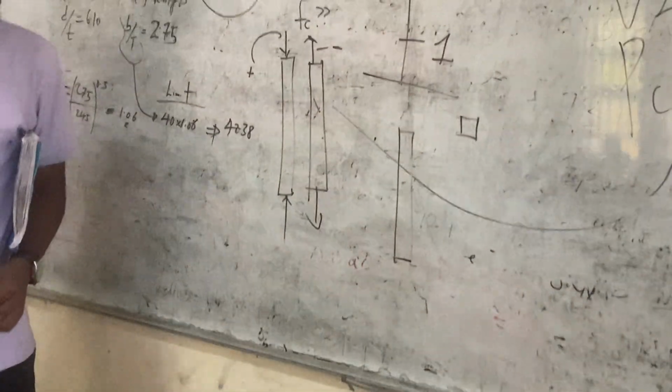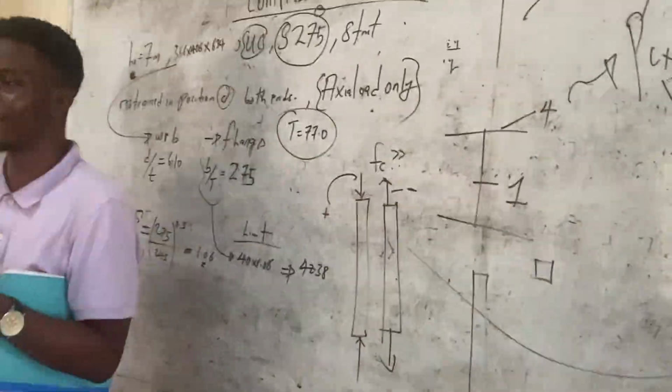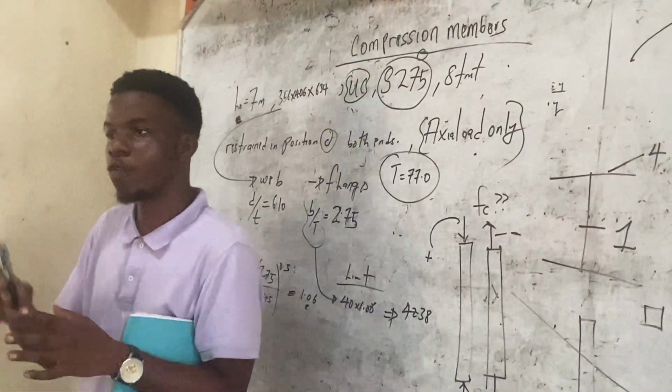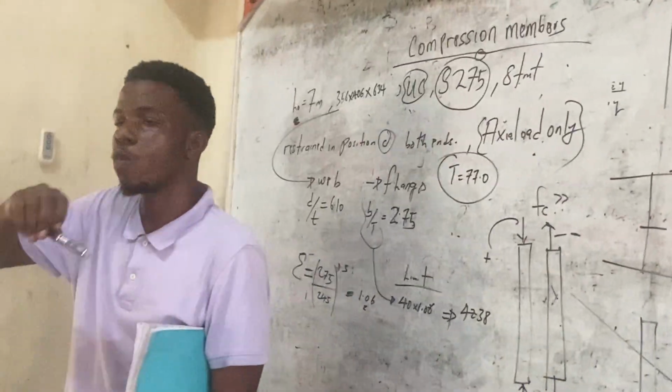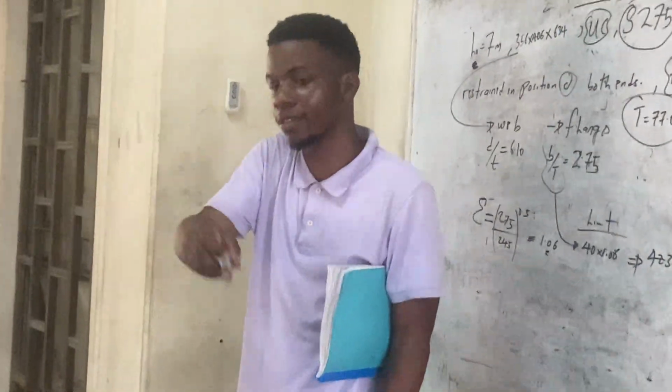But when we are now having axial compression and moment at the same time, we will be having stress ratios. The neutral axis will be shifted to another position. So that's when we will now start having stress ratios and everything. Just follow the code.